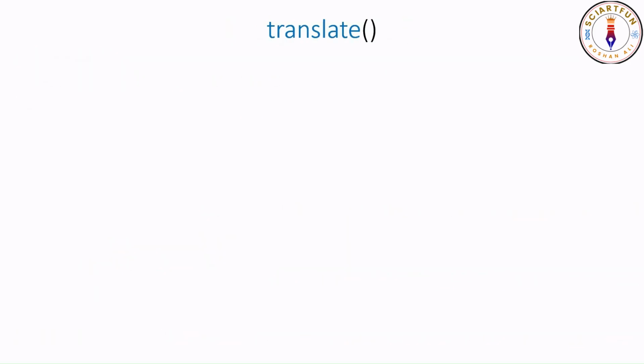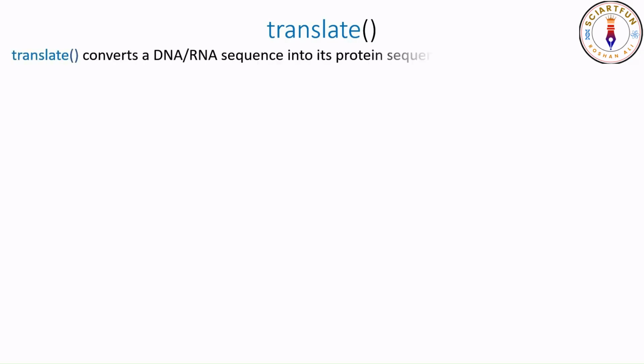Next is the translate method. You must have heard about the central dogma. It is about transcription and translation of a sequence. Transcription is the synthesis of messenger RNA, and translation is the synthesis of protein sequence from messenger RNA sequence. This translate method gives you the protein sequence as its output.